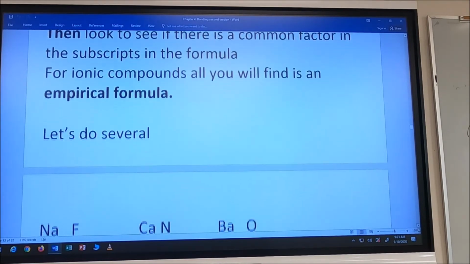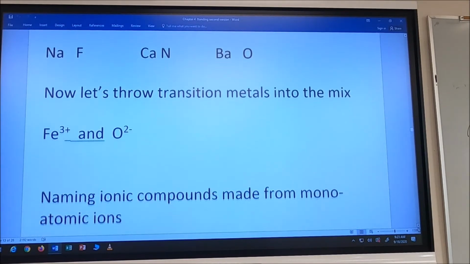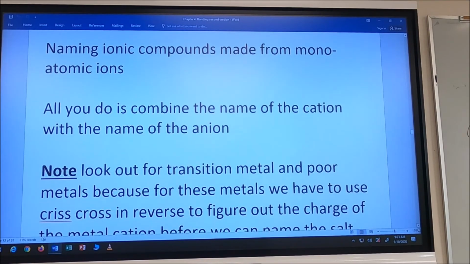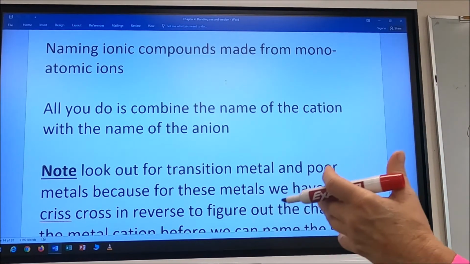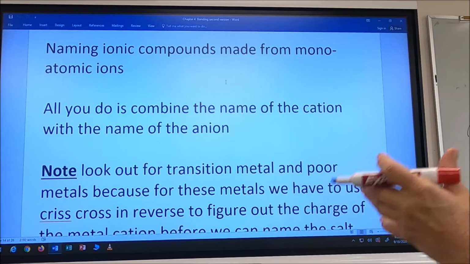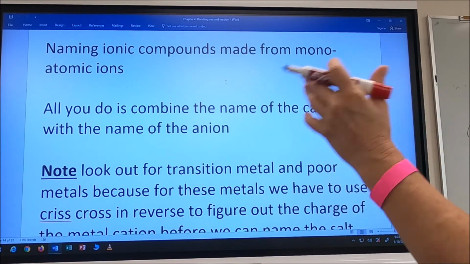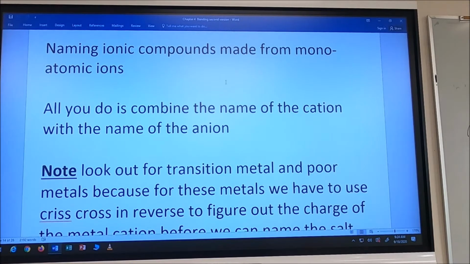So, we've done a few. There's a couple more that you can do. Let's think about naming ionic compounds made from monatomic ions. Monatomic, remember, means single atom ions. All you do is combine the name of the cation and the anion. Cation comes first, anion comes second, because in the formula of a compound, the element that's furthest to the left is always listed first. So when we're naming them, we name them in the order furthest to the left, further to the right. Okay?